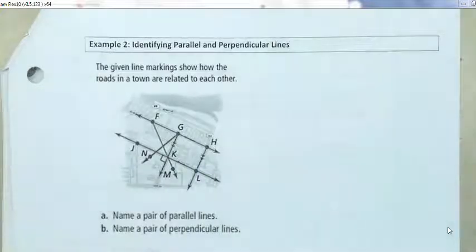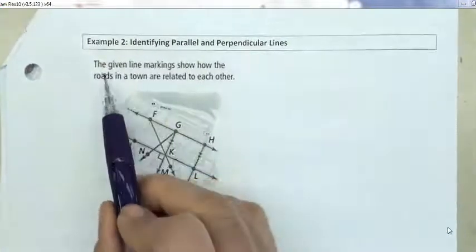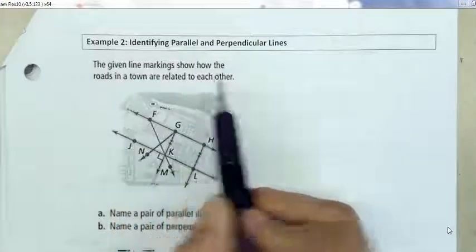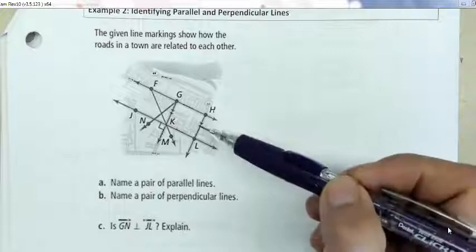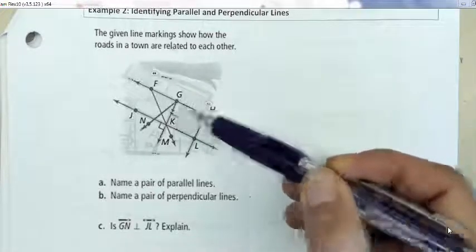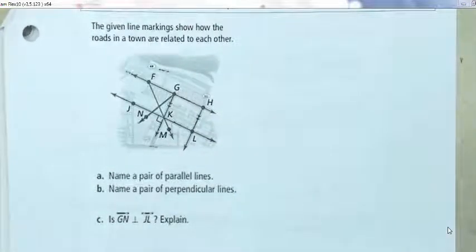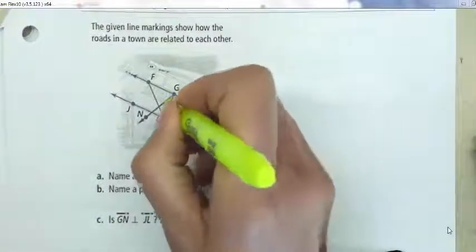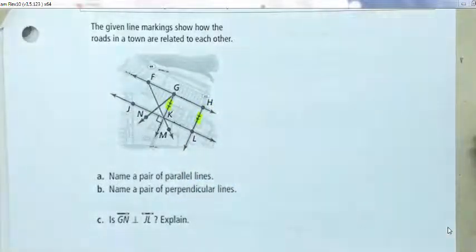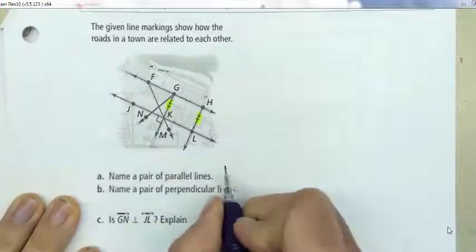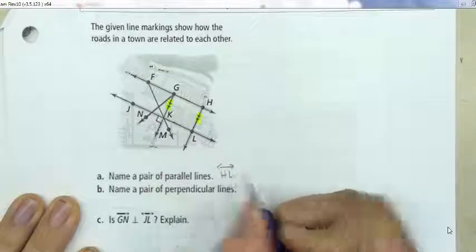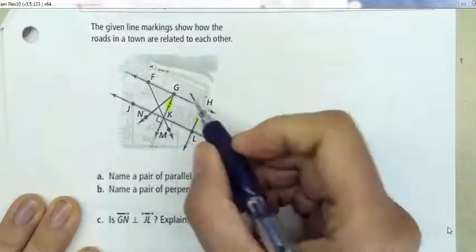All right, identifying parallel and perpendicular lines. The given line markings show how the roads in a town are related to each other. So I can see that there are some arrows here. It's a little bit blurry, but there are some arrows here. There's a right angle there. So we're going to name a pair of parallel lines. We're looking for the little arrows that show us that two lines are parallel. These two had two little arrows. That shows that they are parallel to one another. So we can say that line HL is parallel to line GK.